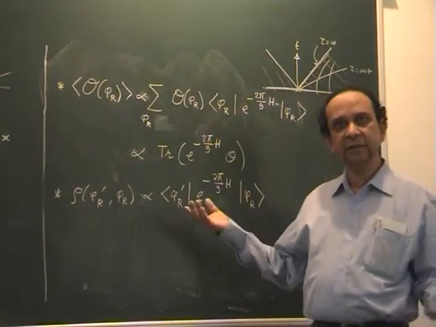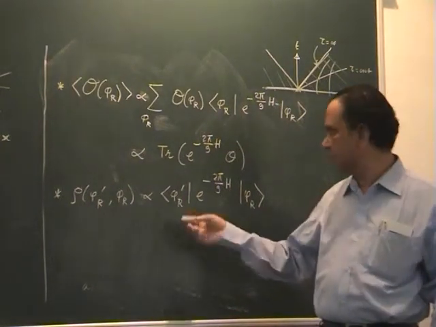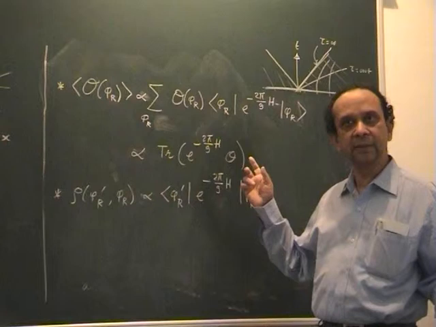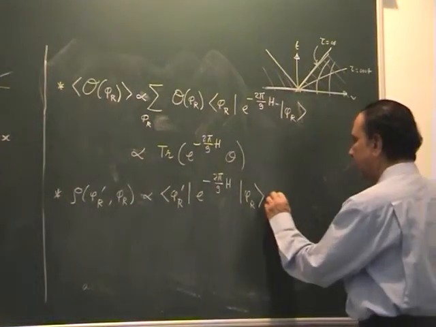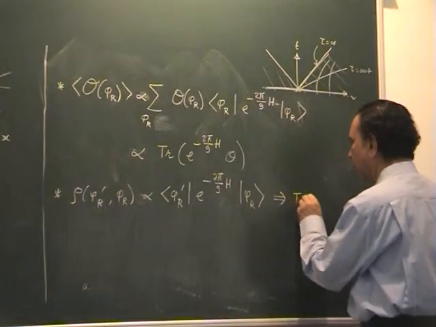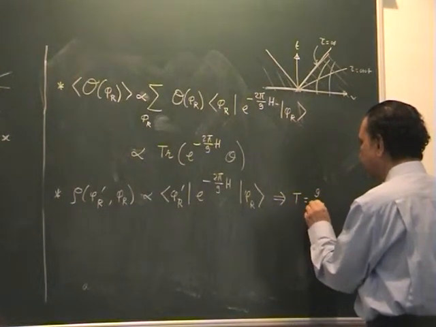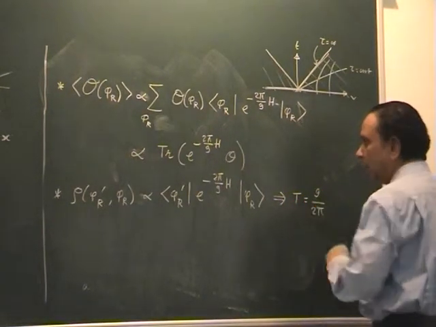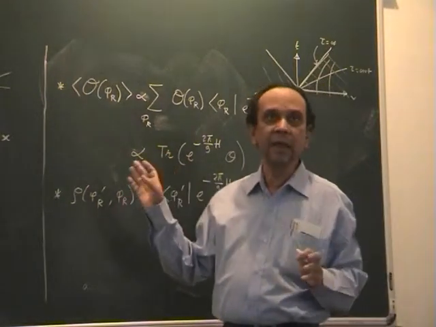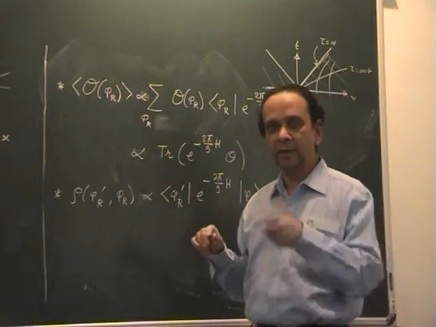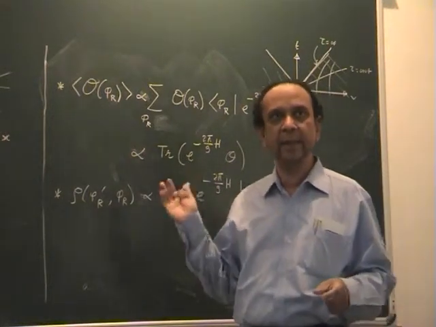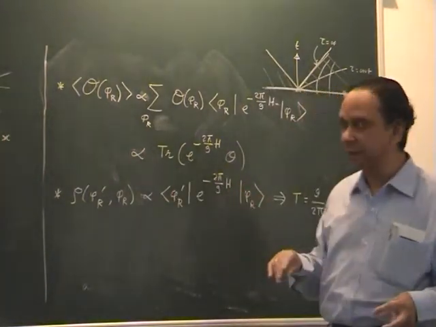But this is just the thermal density matrix. This is e to the minus beta times H, and the beta you can read off. So this corresponds to a temperature which is g over 2 pi. This is almost like a magical derivation. This is originally due to Unruh, the Nobel laureate. So he came up with this way of doing this.